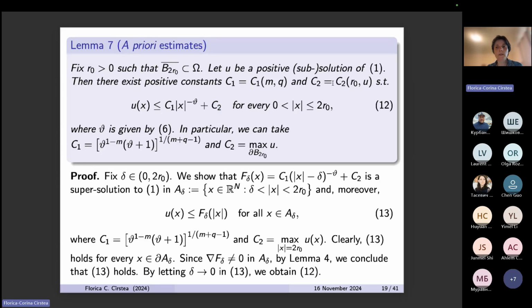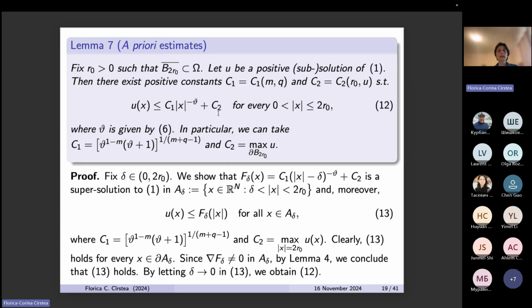C2 depends this time on the radius and the solution U, for modulus x between 0 and 2R0. For example, C1 you can take as a constant. You see, it depends only on the parameters of the problem, but C2 does not. In order for this to work, you have to take the maximum of U on the sphere.